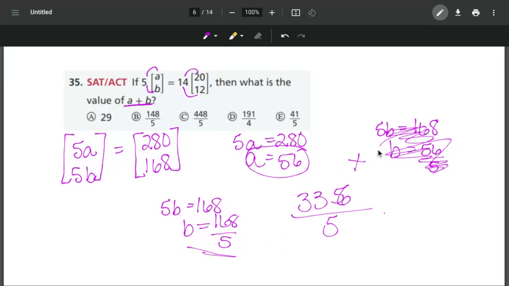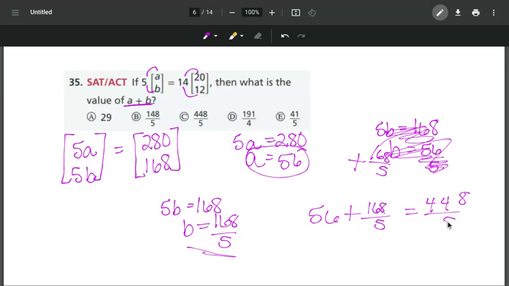If you add 56 plus 168 over 5, we will get 448 over 5. Let me write that down. 56 plus 168 over 5 is 448 over 5. So I would choose option C.